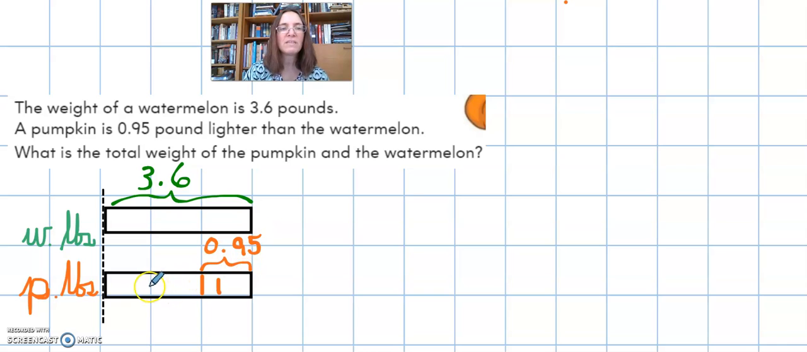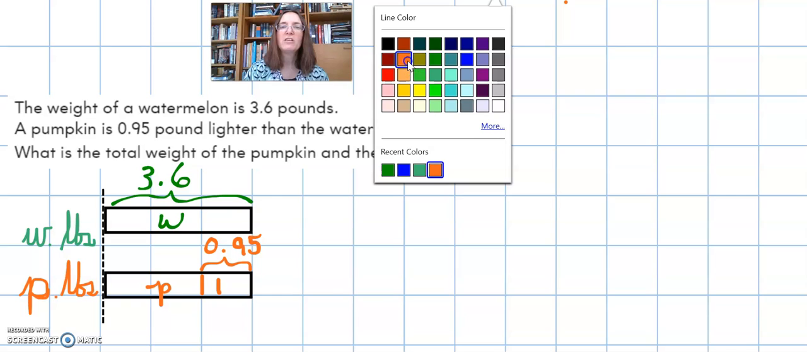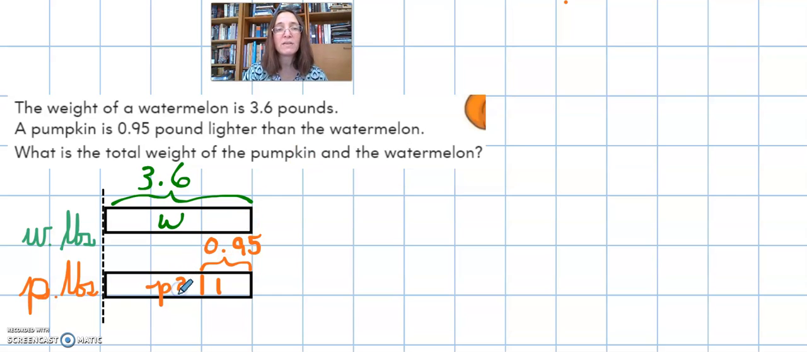I'm going to call this box P, and I'm going to call this box W, because it will show me my steps. So if I come back here, I think I need to figure out what the pumpkin weighs first, because my actual question is, what is the total weight of the pumpkin and the watermelon? So to do that, I need to add P to W to figure out the question.